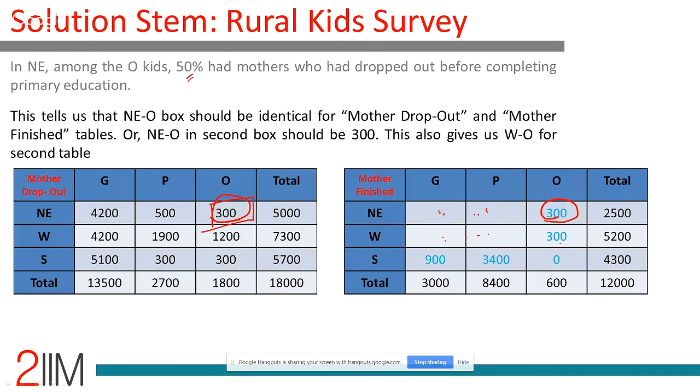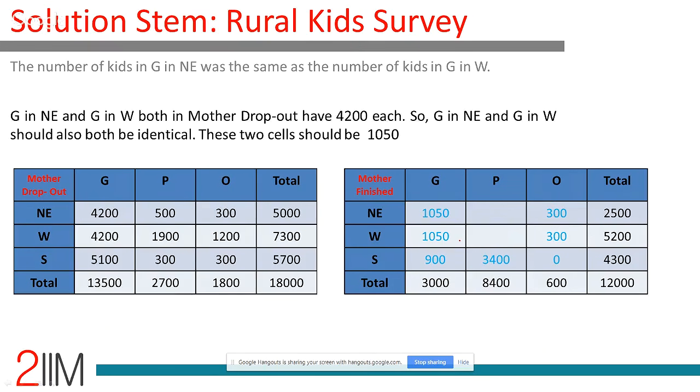And now let's go to that. The number of kids in government schools in the Northeast is the same as the number of kids in government schools in the West. In Northeast, government kids is equal to government kids in West. These are equal when you add them up to this number and this number. Luckily enough for us, these two numbers are equal. That means these two should also be equal.